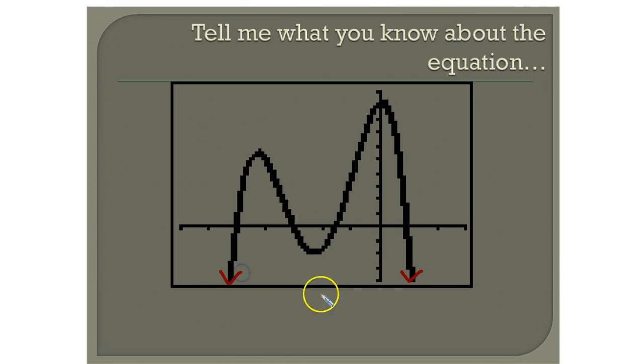We have both arrows in the same direction. They're both down. Well, if they're both down, that tells us that we have an even exponent or an even degree polynomial function. Both sides are down, which tells us that our leading coefficient is going to be negative.